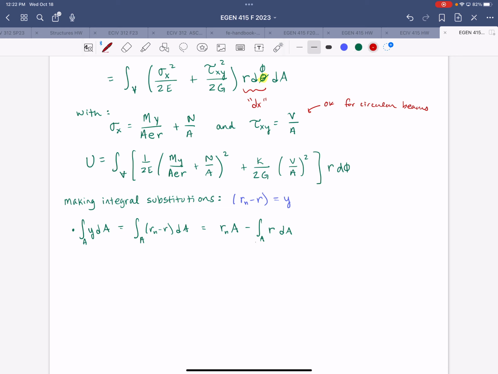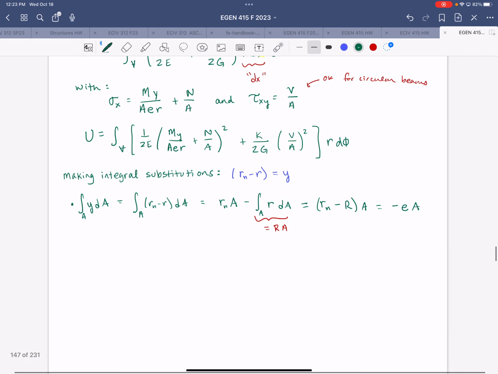And this integral is going to be equal to capital R times A. Remember, capital R is the radius from the center of curvature before loading to the centroid. So that's Rn minus capital R times A. And the difference between the neutral axis radius and the centroidal radius we defined as E. So this would evaluate to negative E times A, and that's lowercase e.